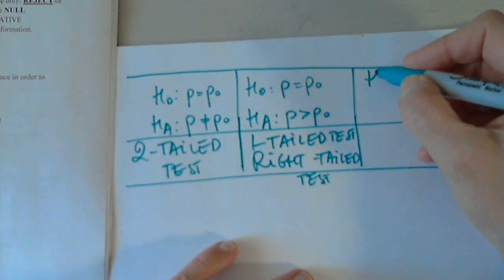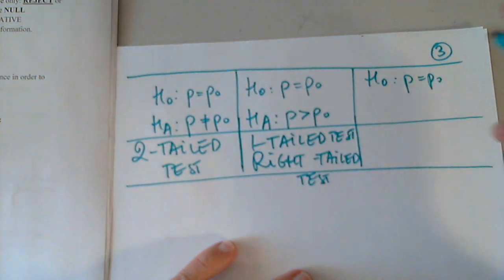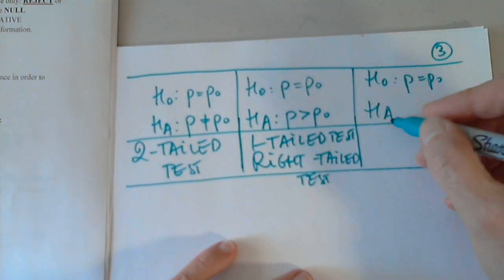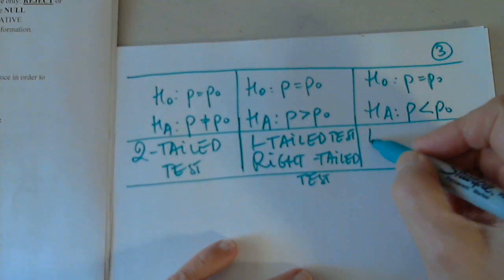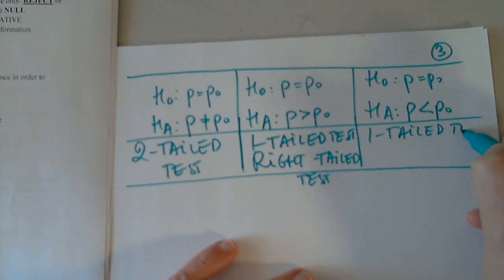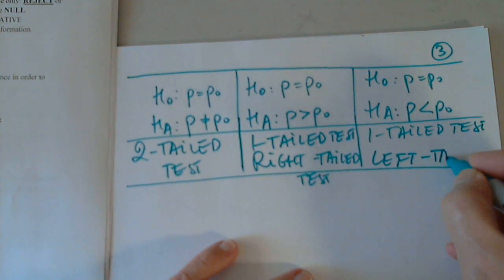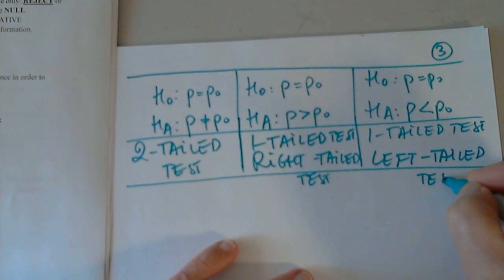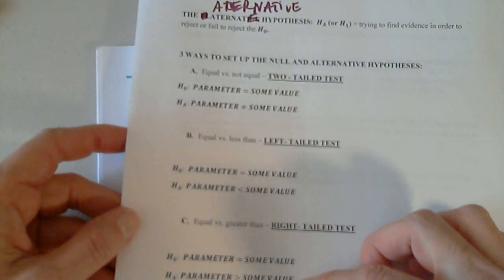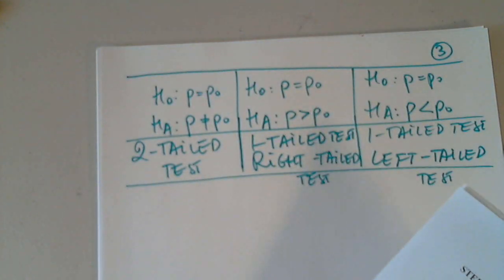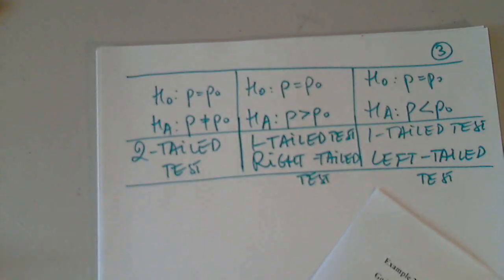Of course, the last possibility: the null hypothesis does not change in all 3 situations, but the alternative this time is less than P0. This is also a one-tailed test, and of course it's a left-tailed test. So by some value from the past, I gave the example of P sub 0, any number, of course between 0 and 1, because we're talking about proportions.